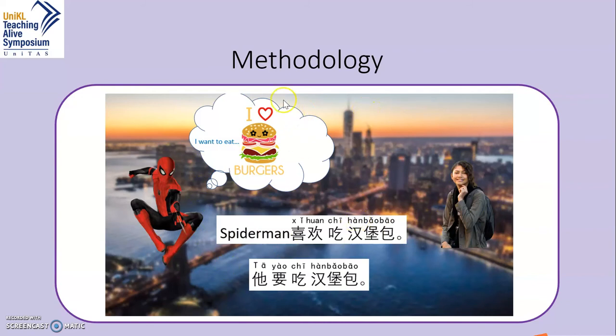At first, we only have this picture, so we don't have the words. And then I will ask a question like, what does Spider-Man like to eat? And they will answer, Spider-Man 喜欢吃汉堡包, which means Spider-Man likes to eat hamburgers. And then I'll click, and the sentence will come out. And then I will ask, does he want to eat a hamburger? And they will say, yes, he wants to eat a hamburger, which is 他要吃汉堡包.